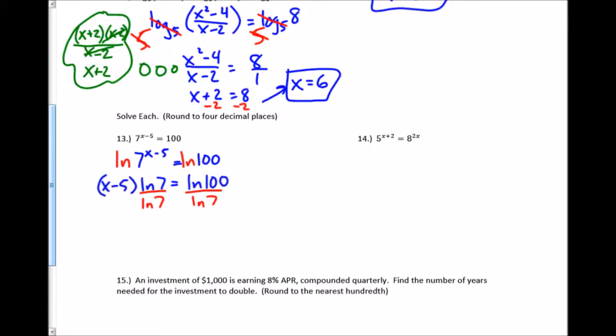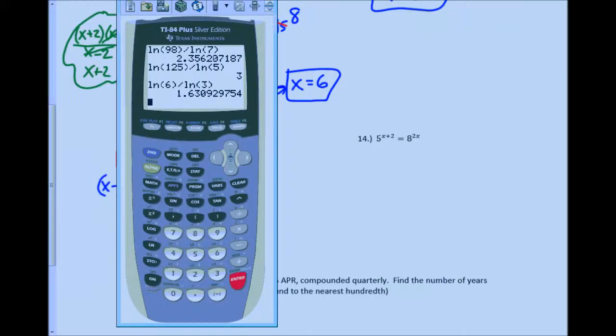So I get x minus 5 equals this logarithm of 100 divided by the logarithm of 7. And now I could add the 5 to each side. And after I do that, it essentially just becomes a job for my calculator. And I will show you real quickly how to plug this in to make sure you don't make a mistake. But really, it's like doing our change of base formula.